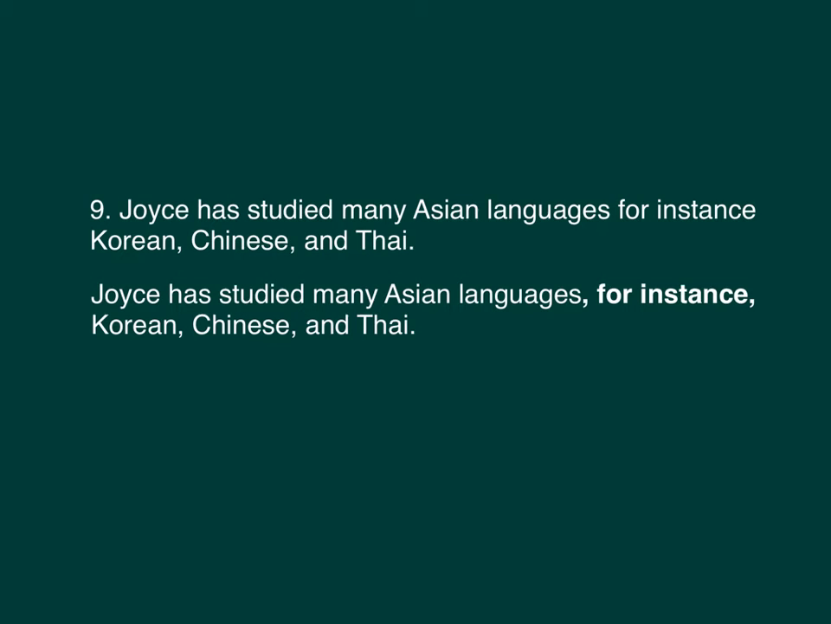Similarly to, for example, when you're introducing a list of items to the topic, you will need a comma before and a comma after, for instance. So therefore, the original sentence was incorrect, and we would need to add the commas before and after, for instance, in order to make this particular sentence grammatically correct.